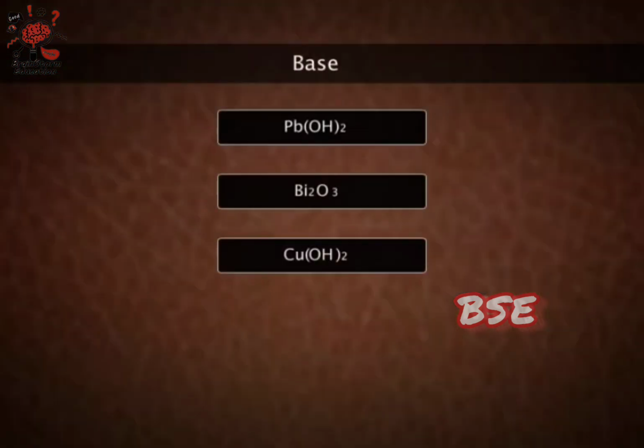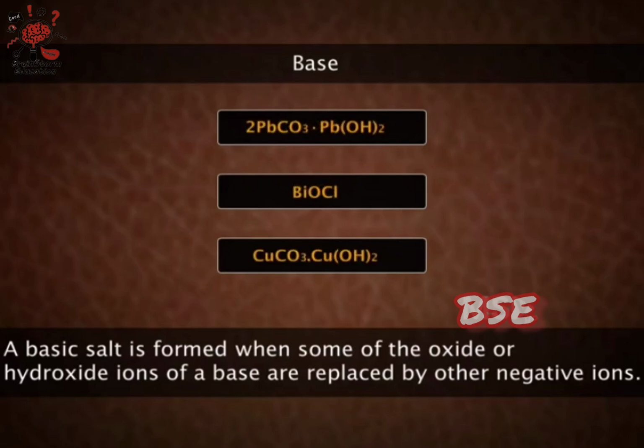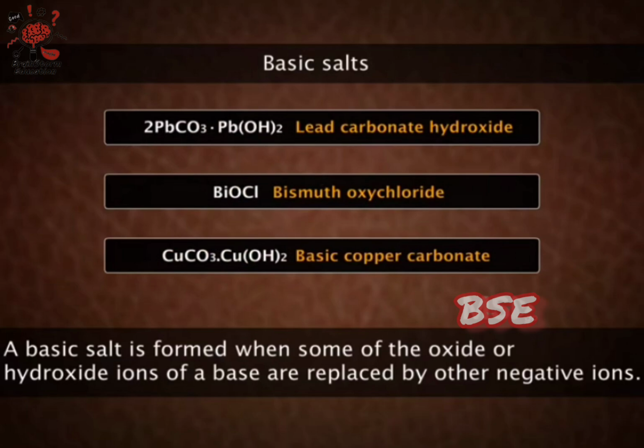So what is a basic salt? A basic salt is the compound formed when some of the oxide or hydroxide ions of a base are replaced by other negative ions. Basic salts are usually insoluble in water.